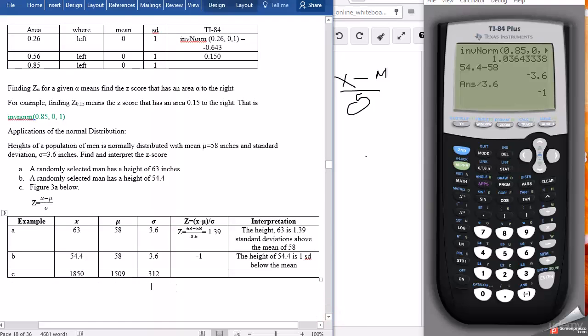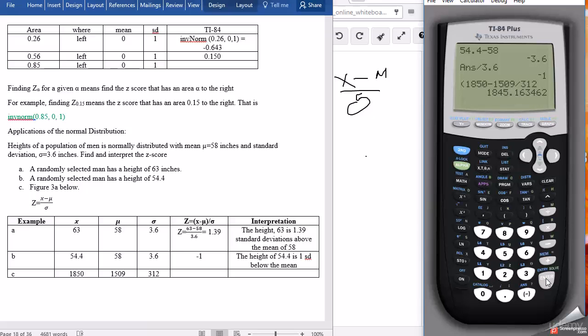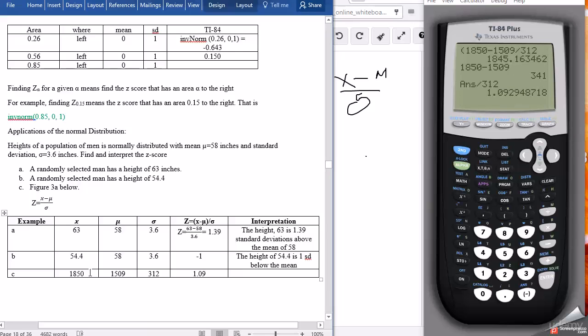Okay, the same thing is going to happen for C. Let me use parentheses this time. I'm going to have 1850 minus 1509, divided by 312. Oh, I didn't close the parentheses. So 1850 minus 1509, let's enter, divided by 312. So that's what I have, 1.09. Okay, 1.09. So what it means is that this number 1850 is 1.09 standard deviations above the mean of 1509.